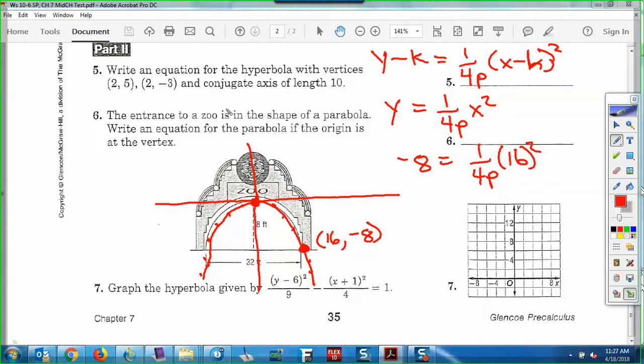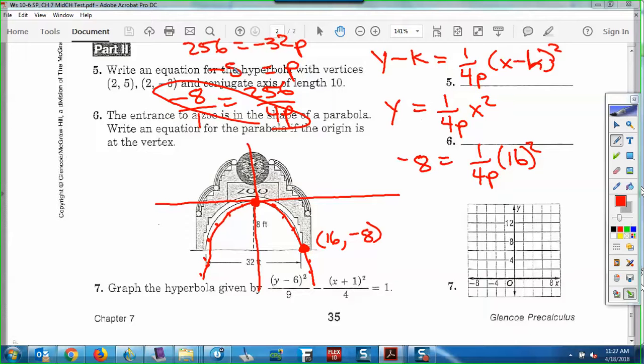Okay? So 16 squared is what? 256. So we get negative 8 over 1 equals 256 over 4P. And then what we did on these problems was cross multiply. So we could take 256 equals negative 32P. So P would be, what's 256 if I have a negative 32? Negative 8. So P would be negative 8.